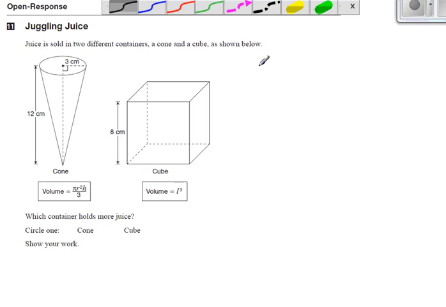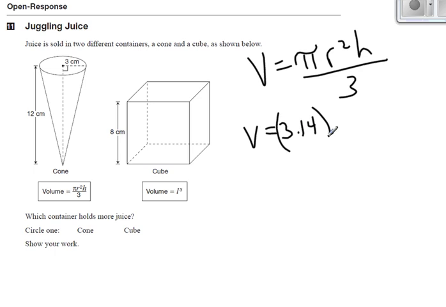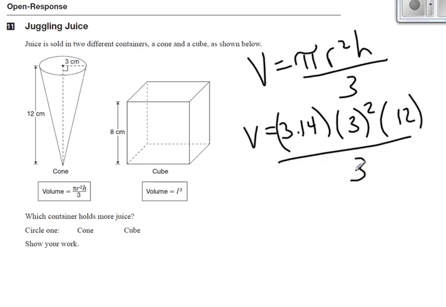So they've given you the volume of a cone. Volume is pi r squared height divided by 3. And pi is 3.14. The radius of the cone is given to me as 3. So that's going to be 3 squared. H is 12. And then divide by 3. So in my calculator, 3.14 times 3 times 3 times 12 equals, divided by 3, I get a volume of 113.04 centimeters cubed because it's volume.